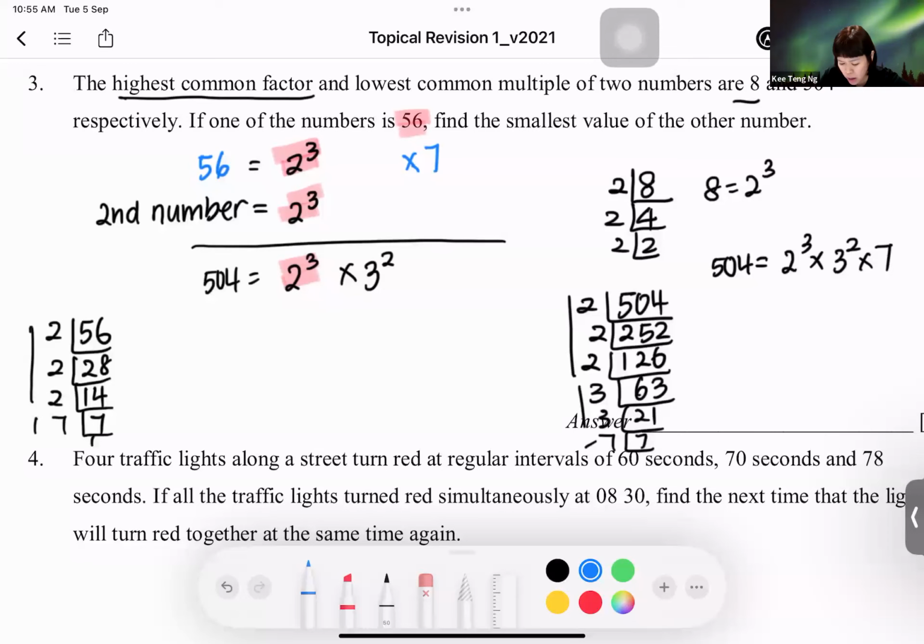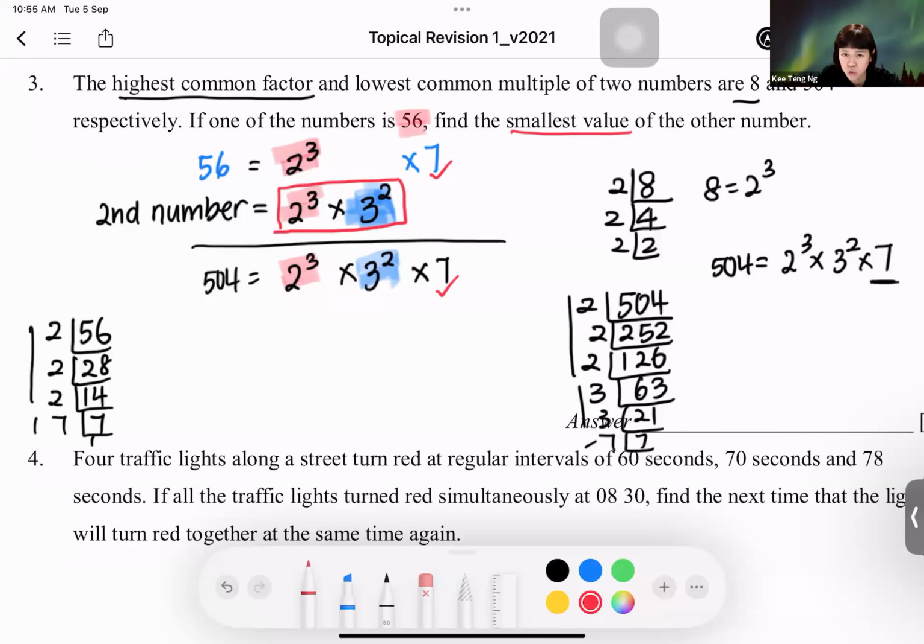Okay, but now I have a 3 squared in my 504. So if that's the case, 56 already given to me cannot include 3 squared. Therefore, 3 squared has to be the one appearing in the second number. So this must be 3 squared. Then I check my last factor for 504. It has a multiply by 7. This one, 56, already has a factor 7. So I want to find the smallest value, right? So I don't need to include 7 at all. That means my second number must be 2 cubed times 3 squared.